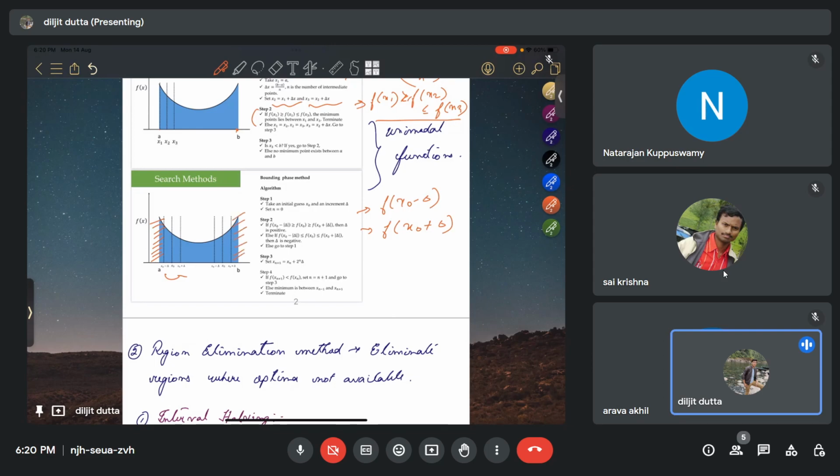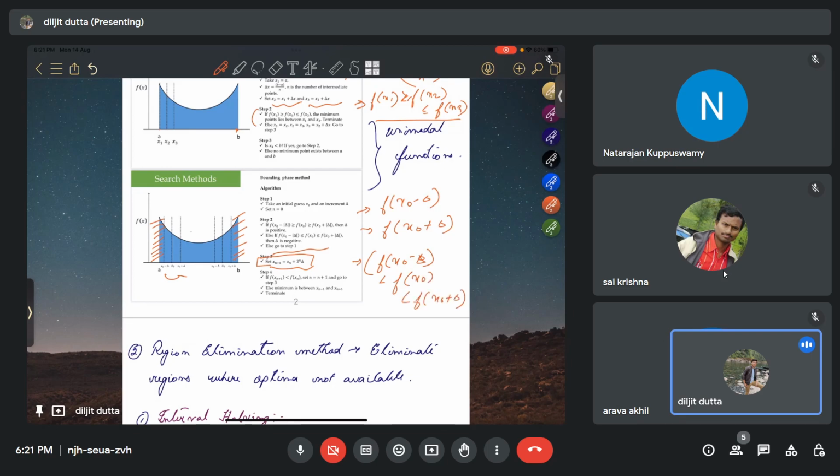So after that, once we have got this condition, we will have to find a new point, and the new point will be xn plus 2 to the power n of delta. Based on that we will carry out the function evaluations, do the iterations again, and see which criterion is satisfied. Finally we should get the condition that f of x naught minus delta is less than f of x naught and it is less than f of x naught plus delta.